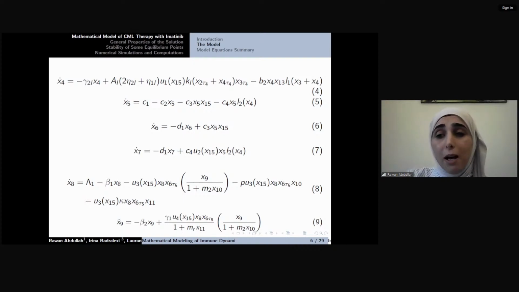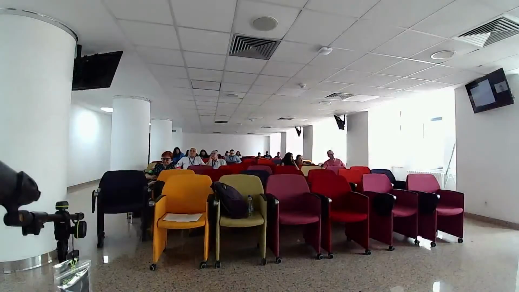naive CD4 plus T cells, in which the first term represents the production rate and the final three terms represent the differentiation of these naive CD4 plus T cells into Th1, Th2, and T regulatory cells. Equation 9 represents the helper Th1 cells, in which the first term represents the degradation rate and this term represents the differentiation of antigen presented CD4 plus T cells into Th1 cells.